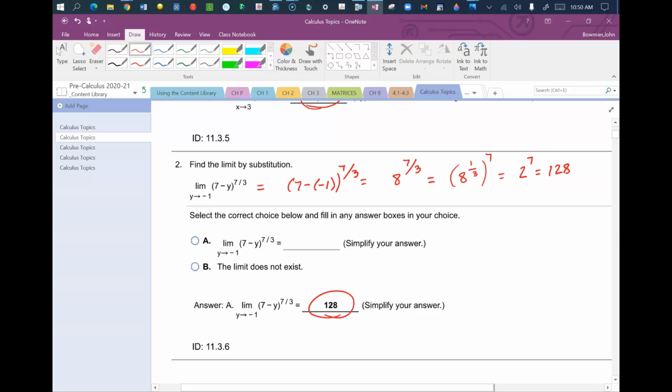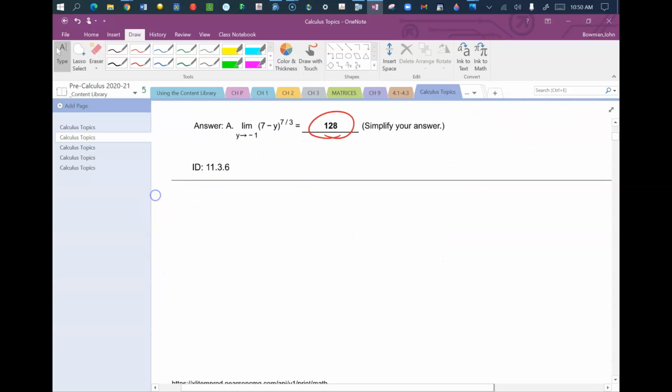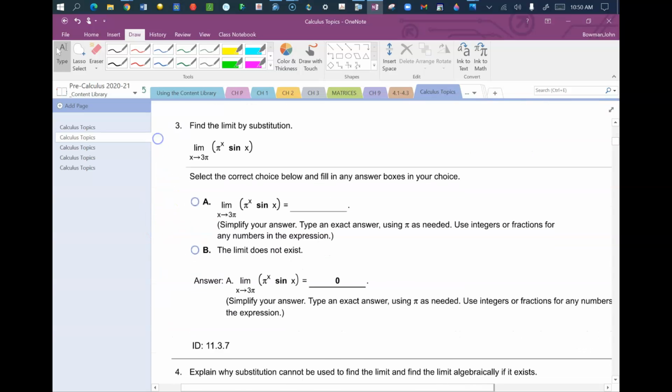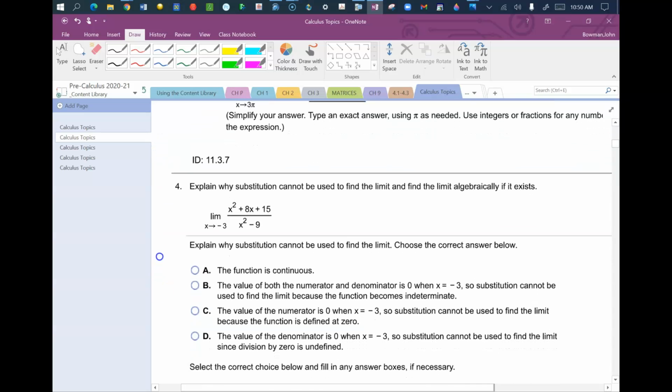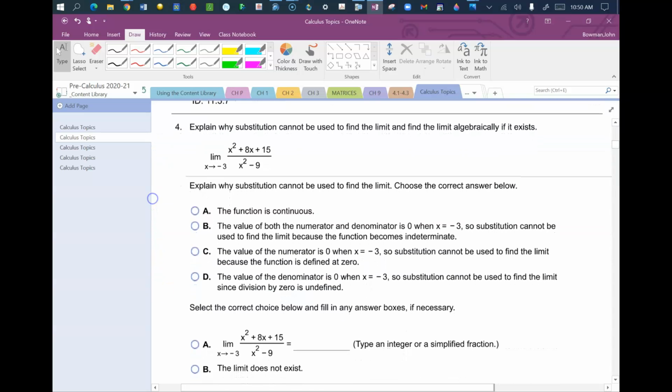Now, there's a few problems in here that I'm going to skip, but you should try solving them. Number 4 is the next one that I'm going to do. And this one says, explain why substitution cannot be used to find the limit, and find the limit algebraically if it exists. So if you try substitution, if you plug -3 in, what you will see is that you will have division by 0, because -3 squared minus 9 is 0 in the denominator.